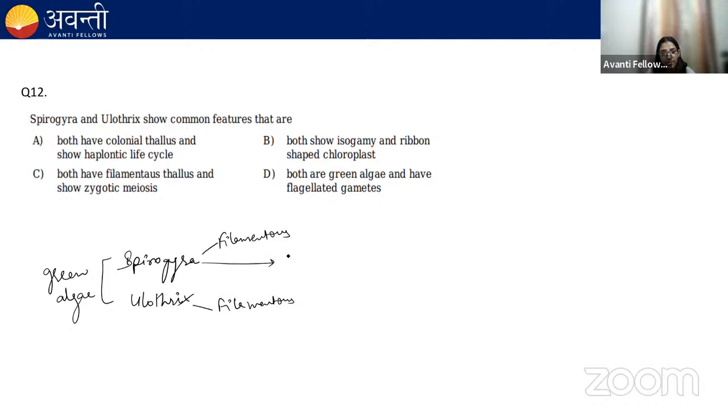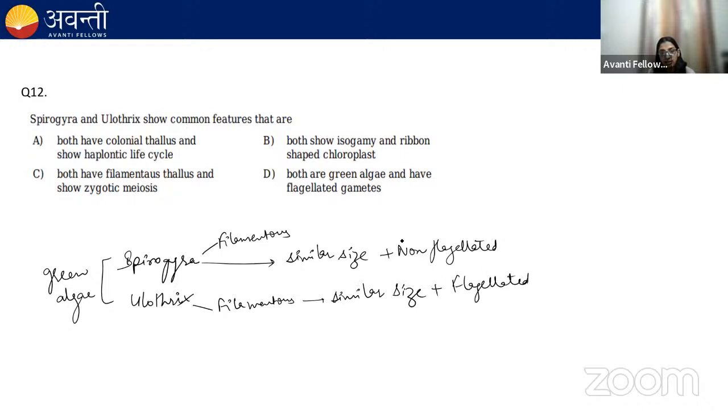In Spirogyra, the gametes are similar in size, but they are non-flagellated. In Ulothrix, they are similar in size, but they are flagellated. In Spirogyra, the chloroplast shape is ribbon-like. In Ulothrix, the chloroplast shape is girdle. Girdle means band-shaped, like this.